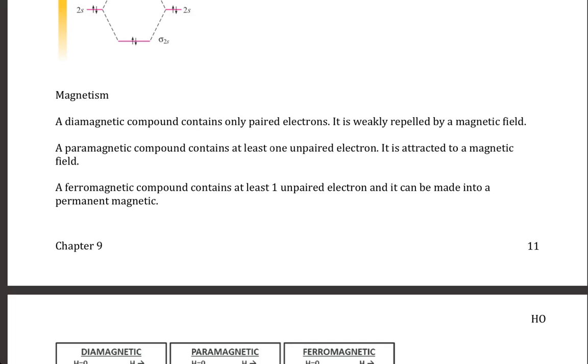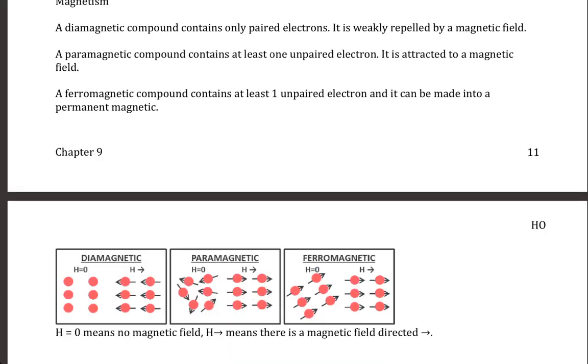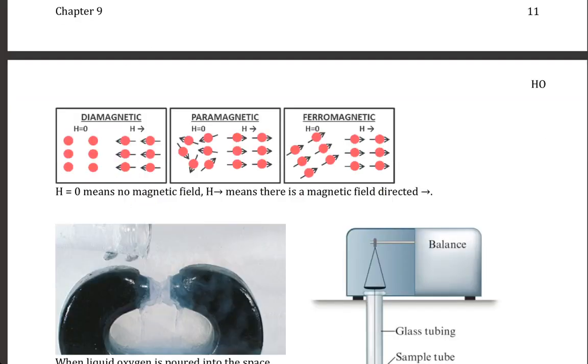A paramagnetic compound contains at least one unpaired electron. It's attracted to a magnetic field. There's a third category called a ferromagnetic compound, and it also contains at least one unpaired electron, and it can be made to be a permanent magnet. The paramagnetic compounds are attracted to a magnetic field in the presence of one, but otherwise do not behave as a magnet.